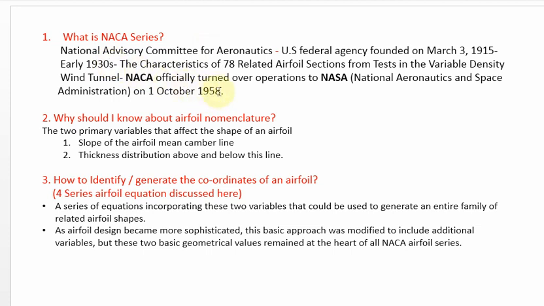In the year 1958, NACA officially turned over operation to NASA, because they wanted to develop research in all areas. NASA has the ability to do research in the atmosphere, in space and at land level. That is why they turned over operation to NASA. So this is just a basic idea about NACA.